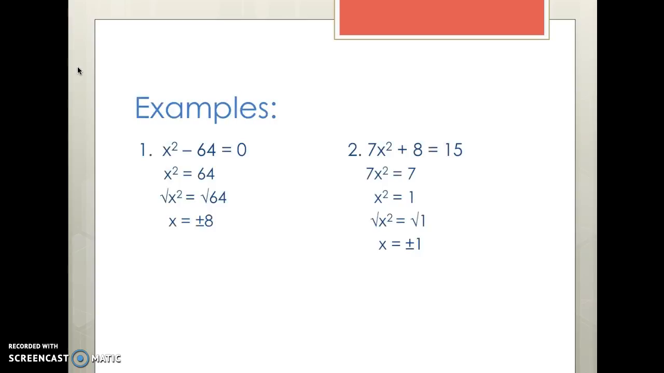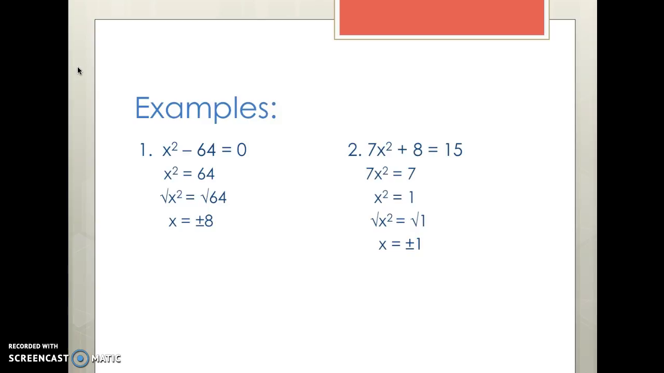So examples on the next page in your notes are: x squared minus 64 equals 0. So we're going to go ahead and isolate that x squared. We want to take negative 64 and add it to both sides. So we have x squared equals 64. Then we take the square root of x squared and the square root of 64. The square root of x squared equals x, and the square root of 64 equals plus or minus 8.